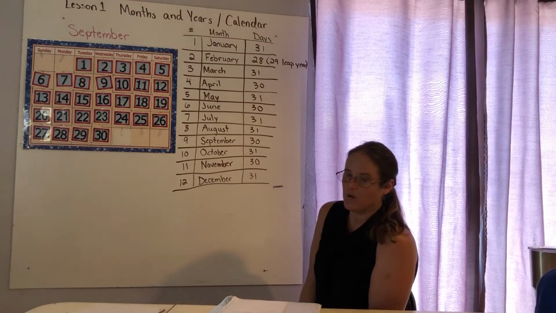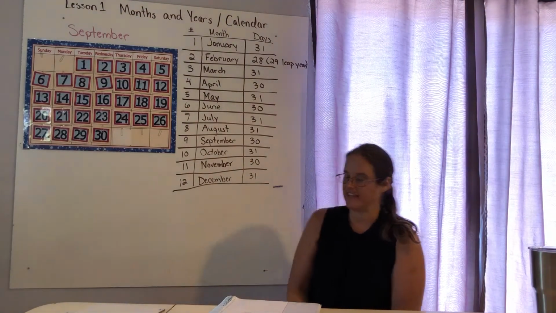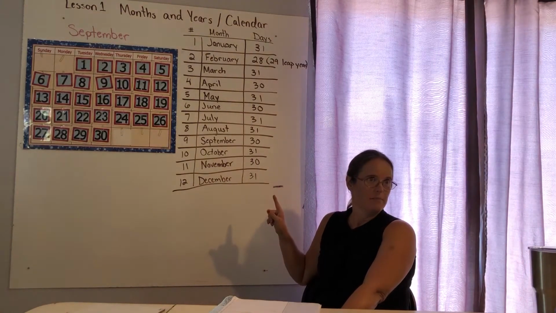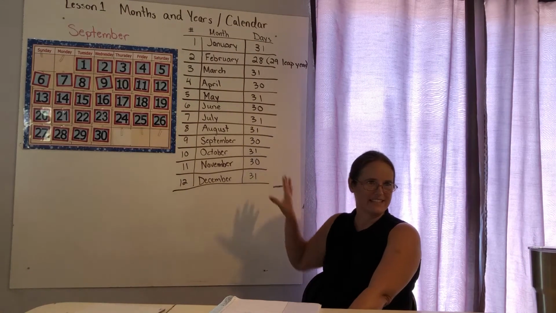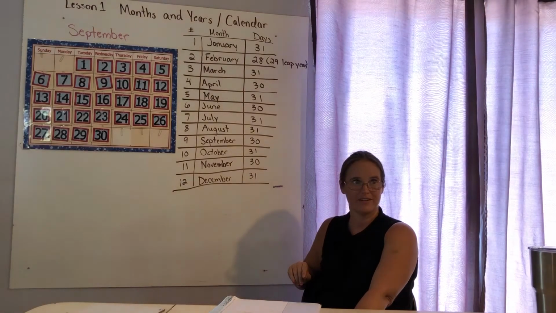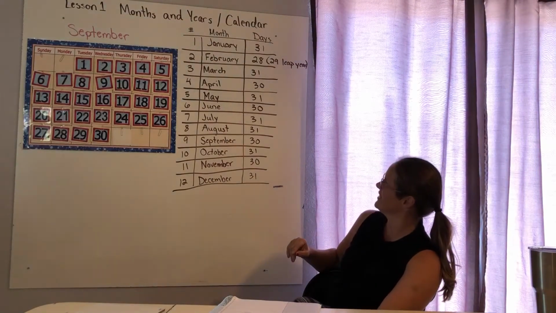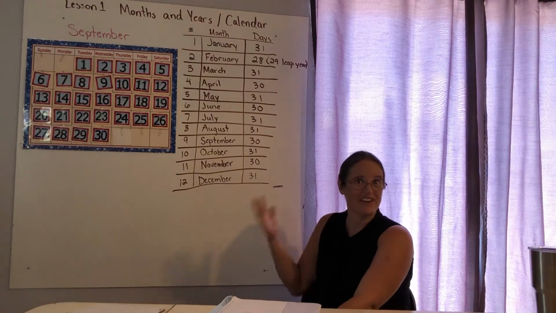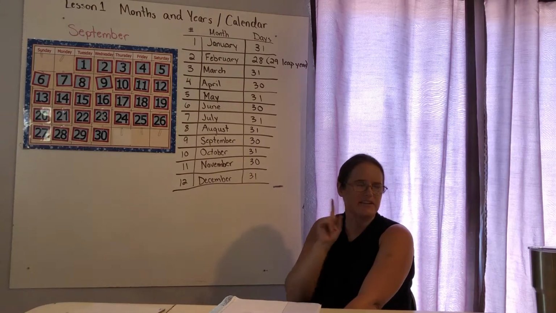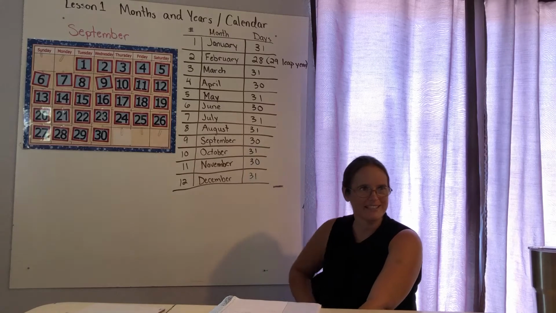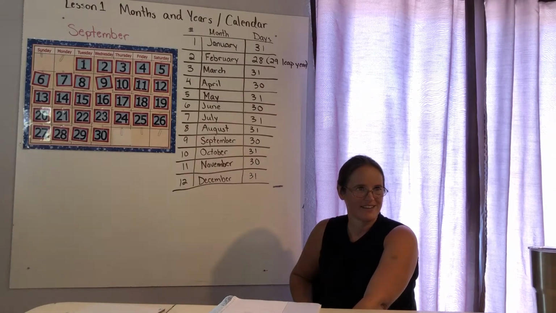I want you to notice a couple of things. Let's start by looking at the days. Most of the months have how many days? 30 or 31, right? Most of our months have either 30 or 31 days. But there's one special month up there. What can you tell me about it? February. How many days does February have? 28 and 29.